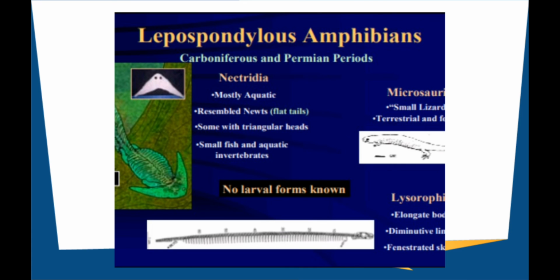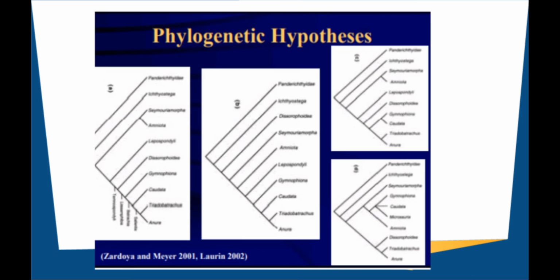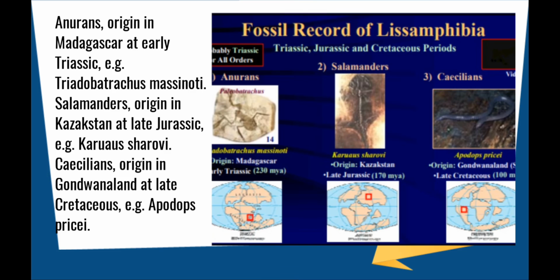The Lepospondyl amphibians belong to the Carboniferous and Permian periods. The Nectridia is mostly aquatic, and resembles newts, and some of them have triangular heads. They eat small fish and aquatic invertebrates, while the Lysorophia have an elongate body and diminutive limbs. They have diminutive limbs and a fenestrated skull. The phylogenetic hypothesis is shown in this figure. So these are the fossil records of Lissamphibia.